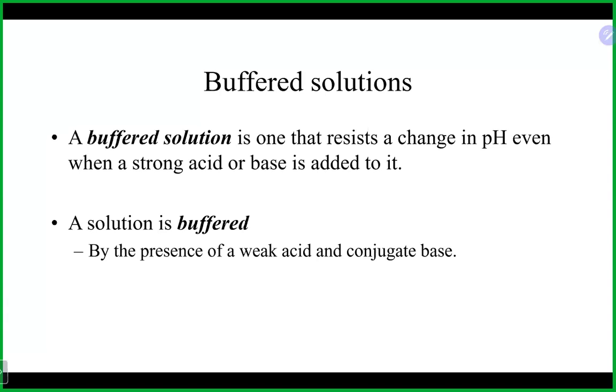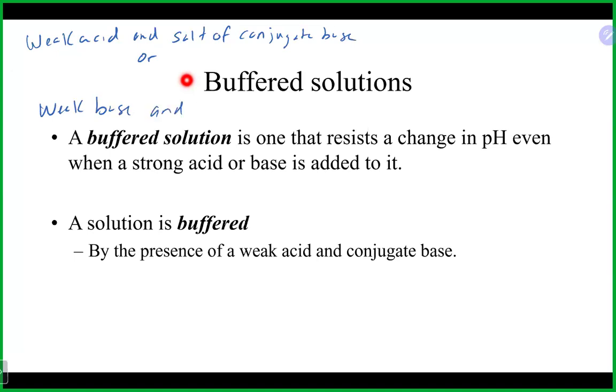Now, why is a buffer able to do that? It's what it's made out of, and you can make a buffer out of one of two combinations. You could either make a buffer out of a weak acid and the salt of its conjugate base, or you can make a buffer out of a weak base and the salt of its conjugate acid.